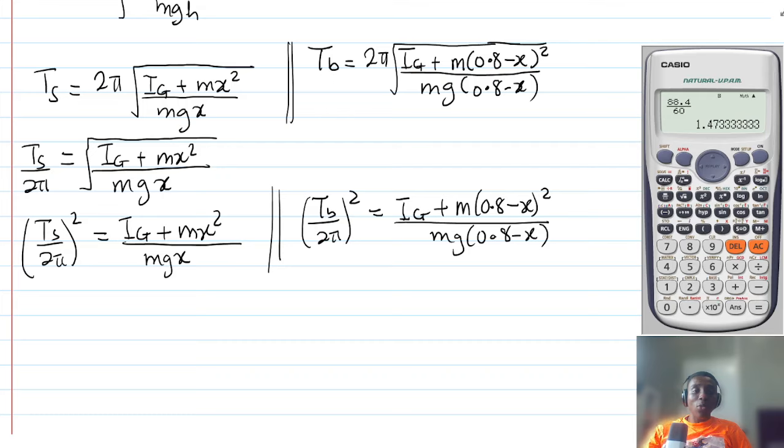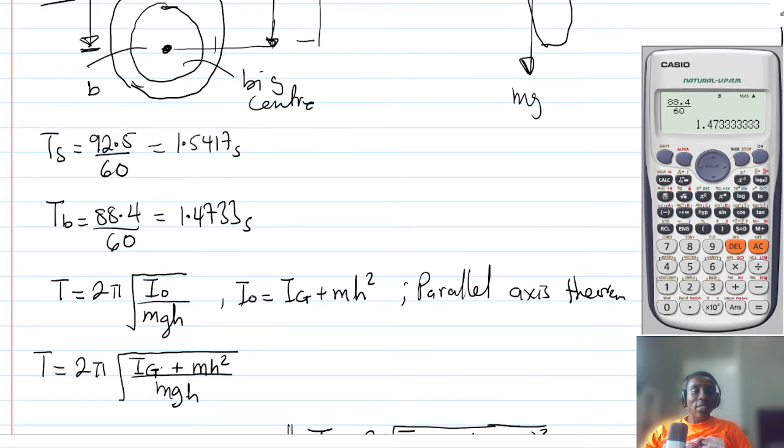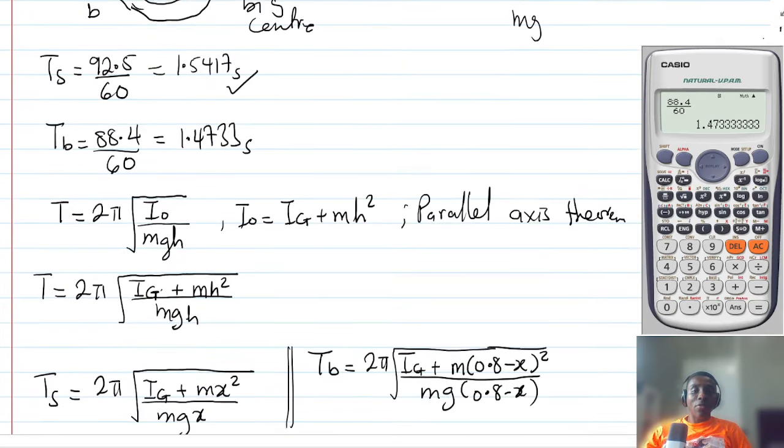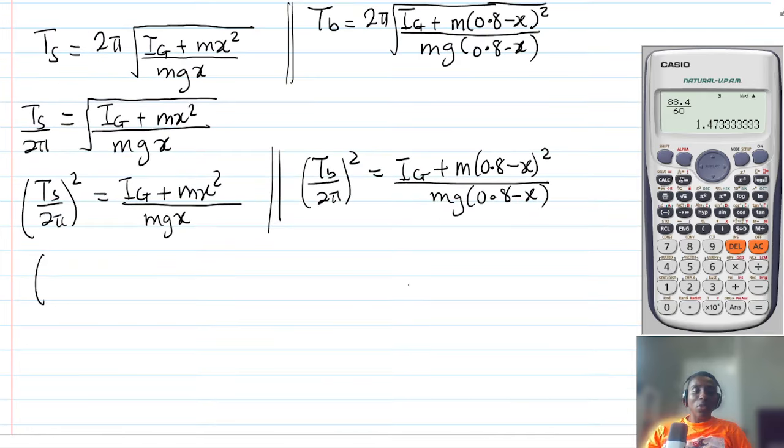But then what do we know? Of course, everybody knows that. So let's calculate this. First of all, let's calculate the period. Ts is giving us the small period, 1.5417. So it's going to be 1.5417 divided by 2π. Then we square this, and this should be equal to Ig. That one we don't know. In fact, that's what we've been asked to find.